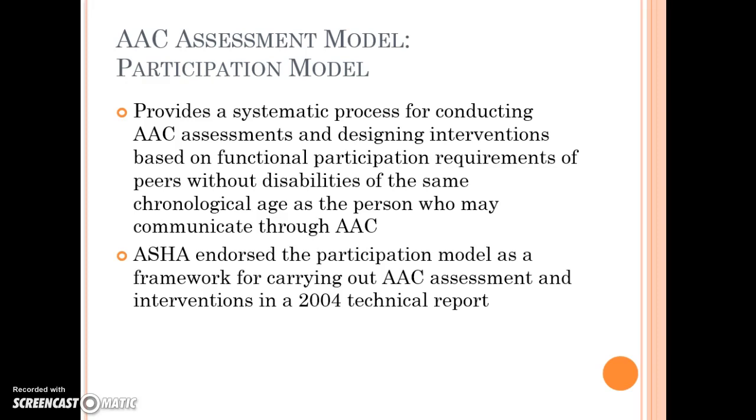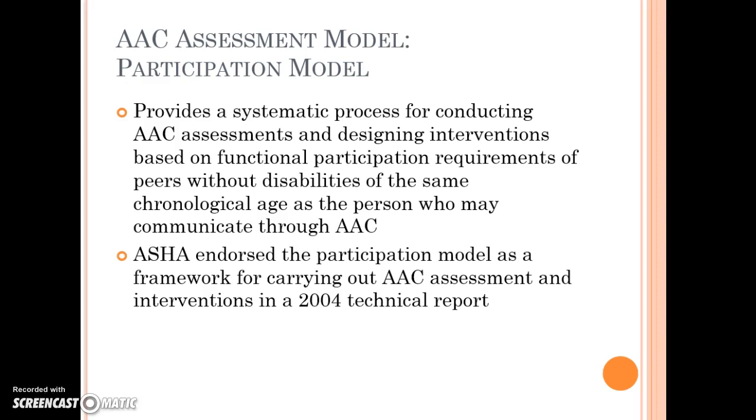ASHA endorses a participation model for AAC assessment, which is when you consider what the age-appropriate peers are communicating. So if you have an individual using AAC who works for Microsoft and is a computer programmer, then you need to be aware of what kind of vocabulary his coworkers are using and make sure that your client has access to that same vocabulary in their device.